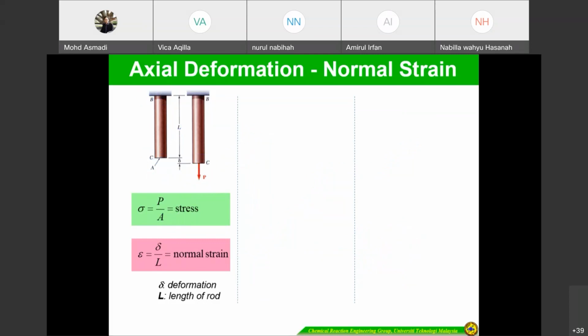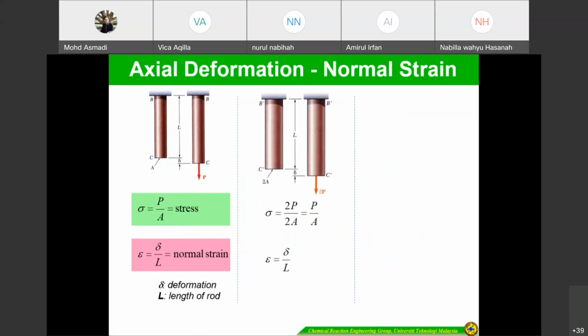The deformation delta is produced from the rod BC. How about if we apply a double force, 2P? If we apply 2P for a cross-sectional area of 2A, we double the cross-sectional area for B prime and C prime.